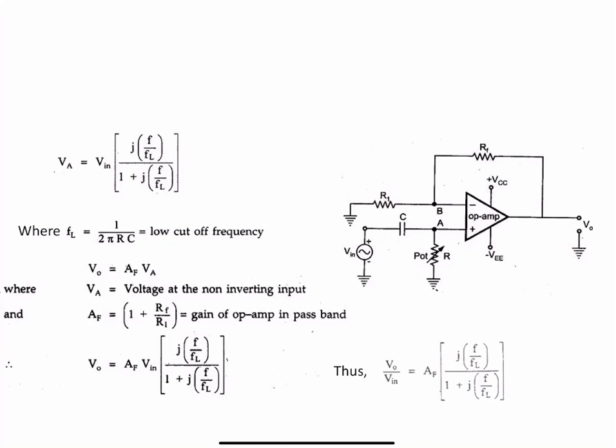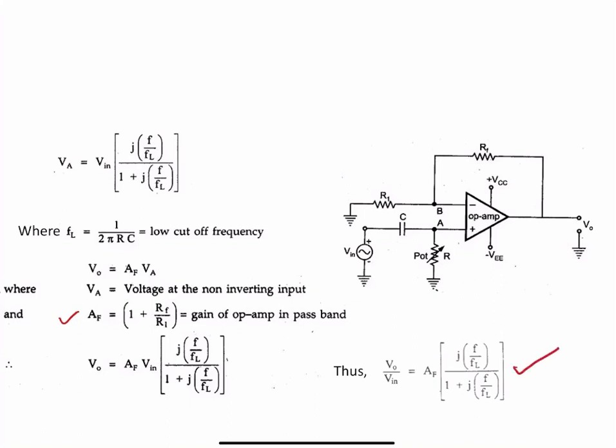And V0 for this non-inverting configuration, same AF will be 1 plus RF by R1. This expression you already derived in the chapter of Introduction to Op-Amp in the lecture for the non-inverting amplifier. This is the gain in passband. And then V0 will be AF Vin into jf over fL divided by 1 plus jf over fL. Or you can say V0 over Vin will be this expression.